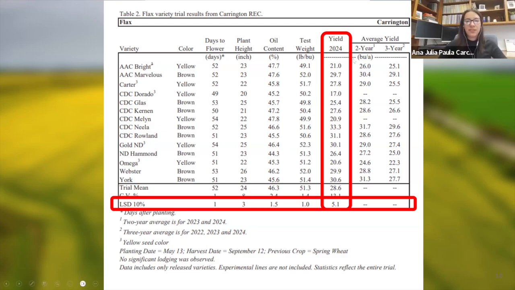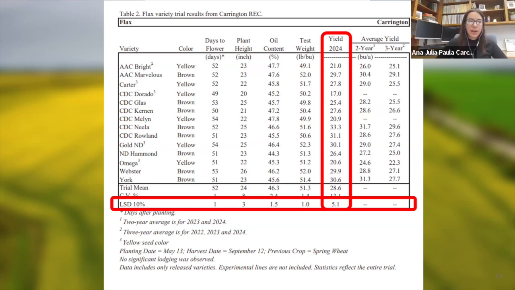If we see the first line, AAC Bright performed with about 21 bushels per acre. The second row, AAC Marvelous, performed with around 30 bushels per acre. I'm just rounding up. So when we see this difference, we say, okay, this difference is higher than 5 bushels per acre. So these two are significantly different. From a statistical standpoint, they are different.